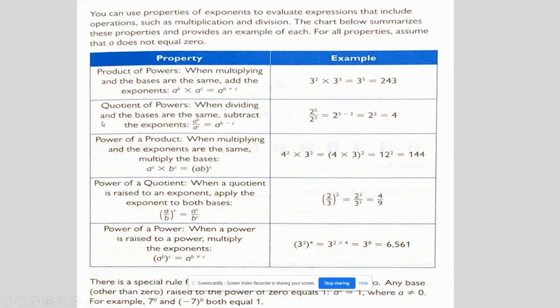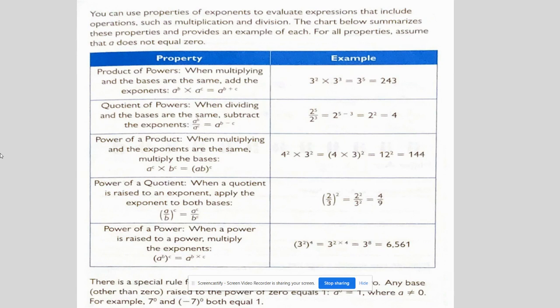We're now moving to the quotient of powers here in this second box. The quotient of powers is when dividing and the bases are the same, subtract the exponents. So if we have 2 to the 5th power divided by 2 to the 3rd power, we're just going to subtract the exponents. You can see that over here in our example: 2 to the 5th, 2 to the 3rd. We're going to subtract 5 minus 3. So you're going to end up keeping the 2 the same, and 5 minus 3 equals 2. So you end up with 2 to the 2nd, or 4.